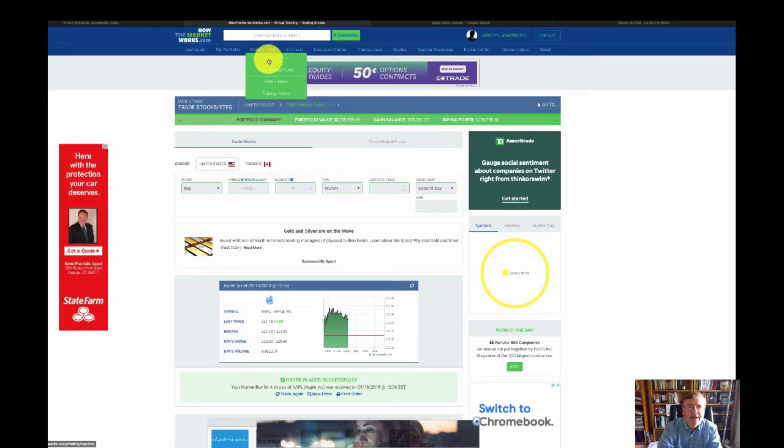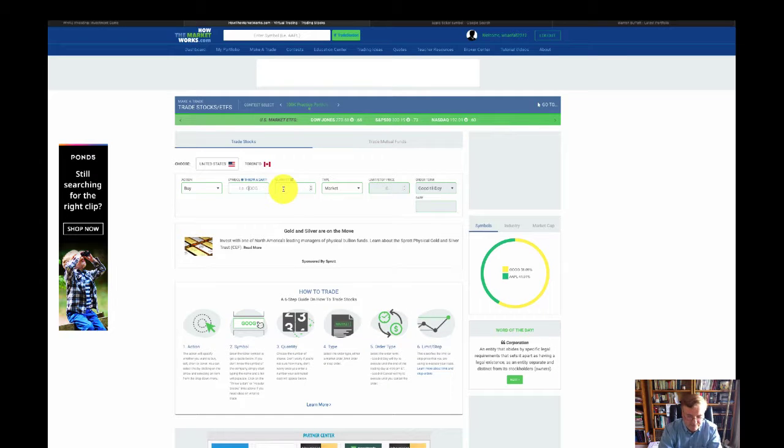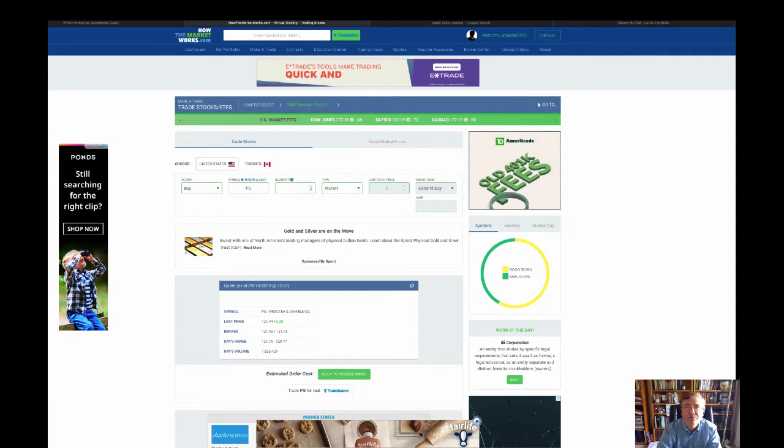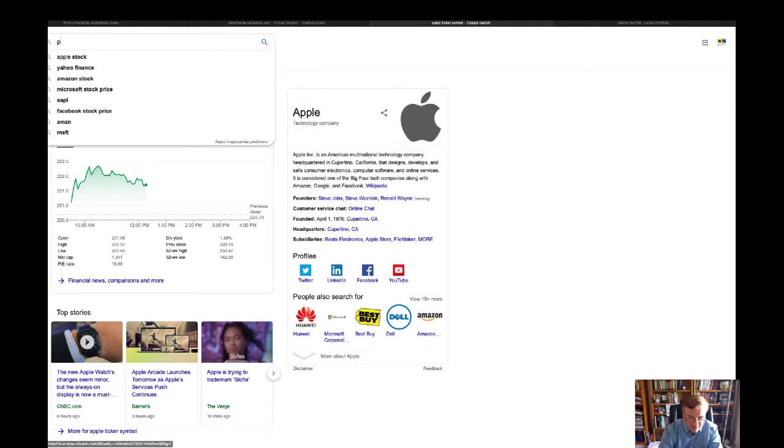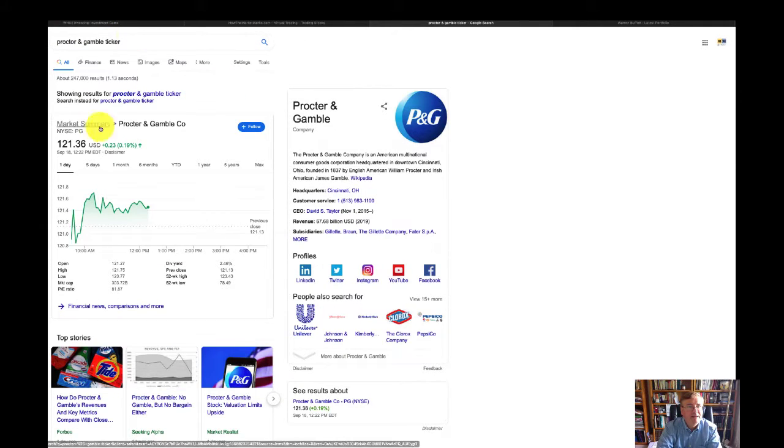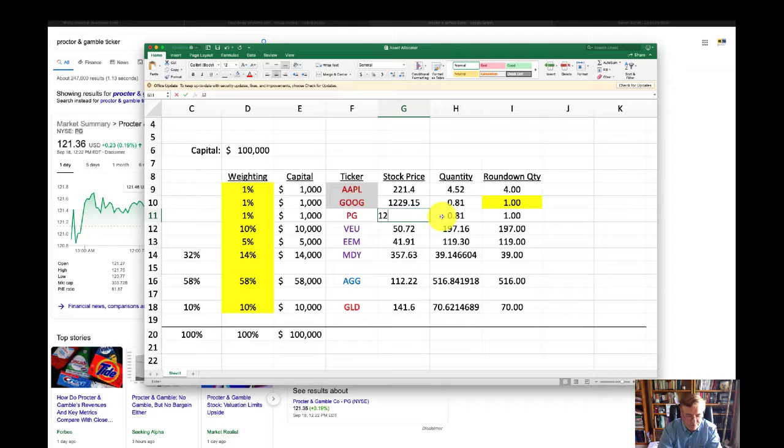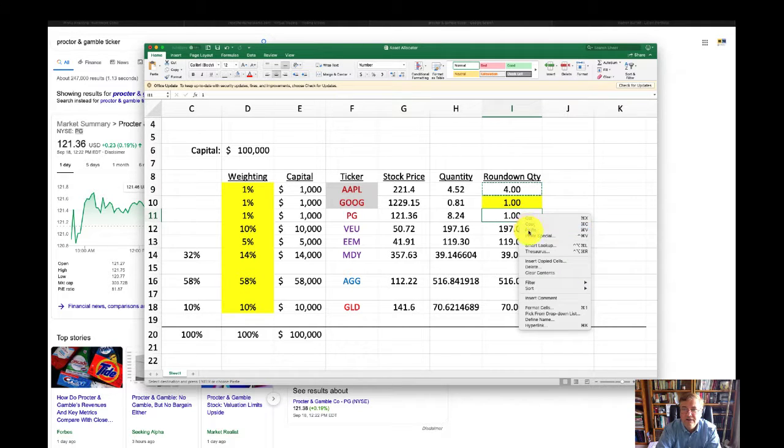So we go to make a trade, stocks, and the ticker symbol is PG. I happen to know that. If you weren't sure, again, just type in Procter & Gamble, and when you do that, you get the information here. It's trading at $121.36 a share on the New York Stock Exchange, ticker symbol PG. So let's type in 121.36, and the program should tell me that I need to buy 8 shares of PG.